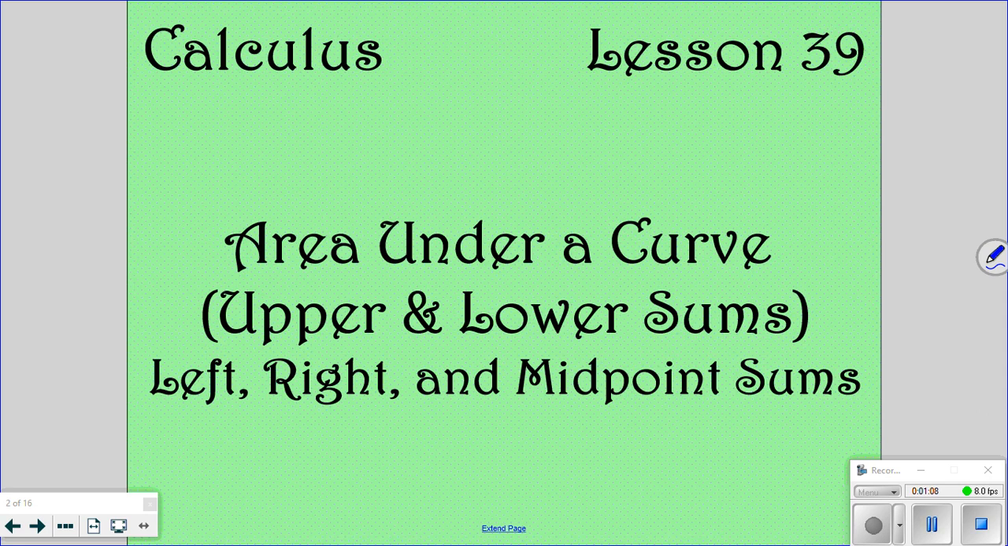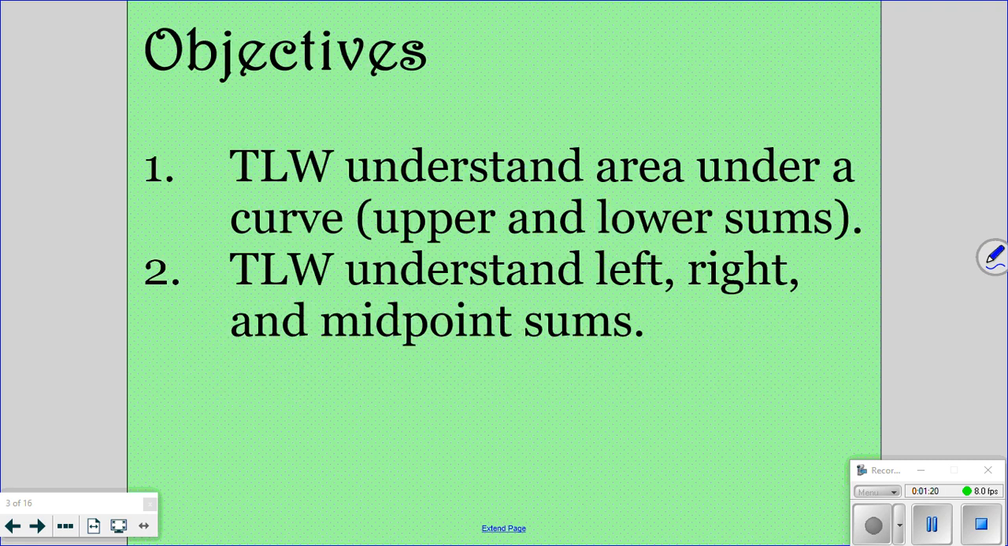All right, so we're looking at lesson 39 today. We're looking at area under a curve. We're going to do upper and lower sums, and then we're going to look at left, right, and midpoint sums. So hopefully you'll understand how area under a curve works today.